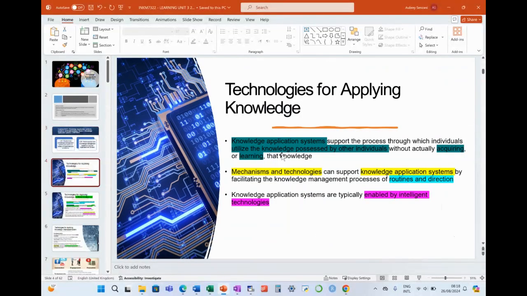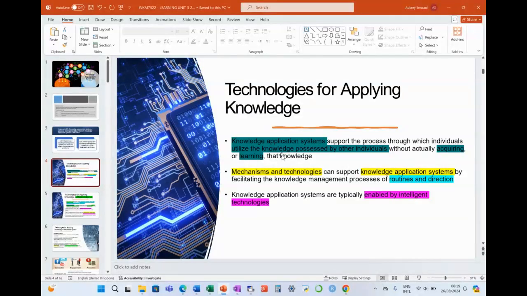Okay, so technologies for applying knowledge. Knowledge application systems support the process through which individuals utilize knowledge held by other individuals. In other words, they support the systems that allow us to benefit from the knowledge that he obviously has, that we haven't been involved in retrieving or developing. That's what the application systems do. So we acquire or benefit from his knowledge through these knowledge management application systems.